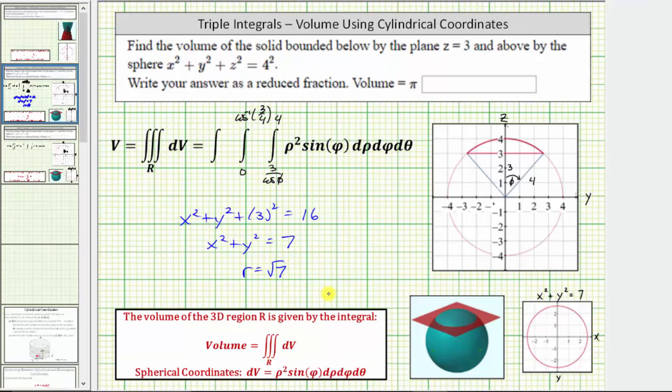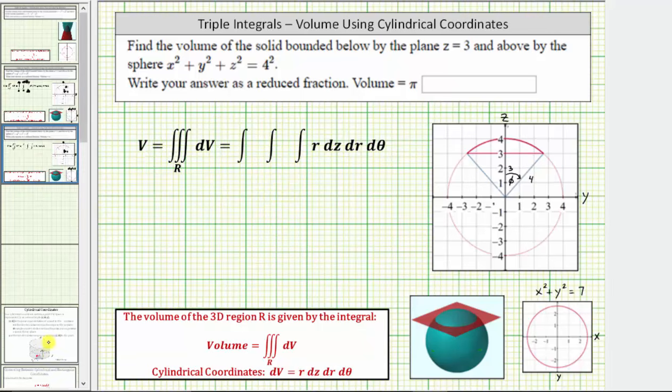We could also determine the radius of the circle by looking at this right triangle again. Using the Pythagorean theorem, 4 squared minus 3 squared is equal to 7, and therefore this length has to be square root of 7, the radius of this circle. Either way, theta is going to be all the way around the circle from 0 to 2 pi radians. So this is the setup using spherical coordinates, which because this solid involves a circle, seems like it would be easier. But let's also set this up using cylindrical coordinates.